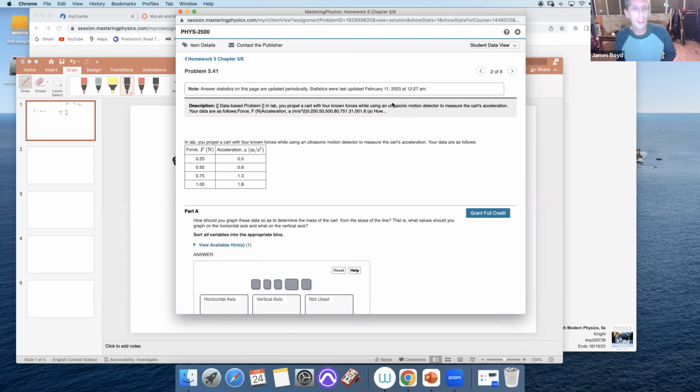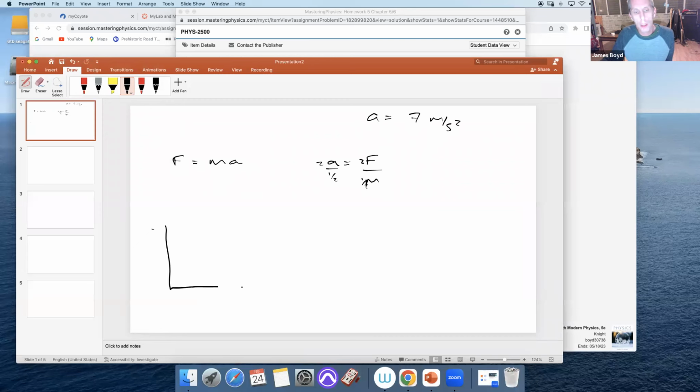Now in a lab, you propel a cart with 4 known forces while using an ultrasonic motion detector, and you're given data of F and A. Now, remember that when we graph something, if we apply a linear trend line, that trend line is y of x equals mx plus b. The slope is the change of y over the change of x, and b is simply wherever this line happens to cross when x is 0. So it's the intercept.